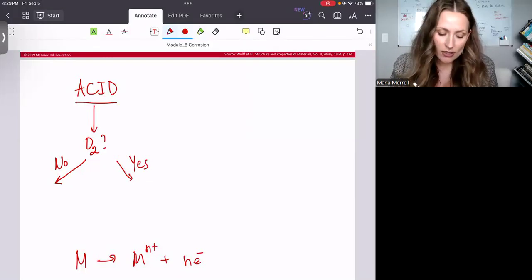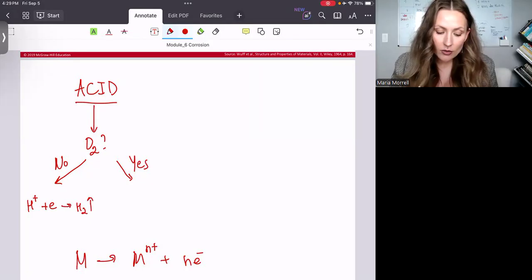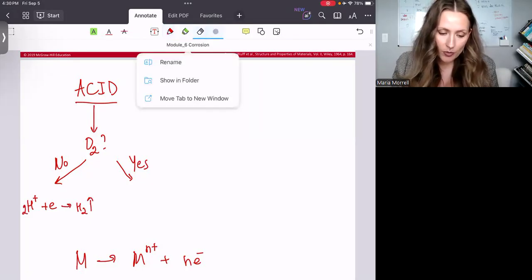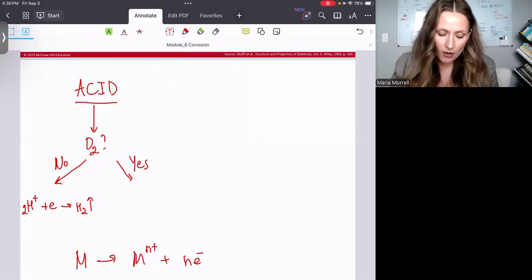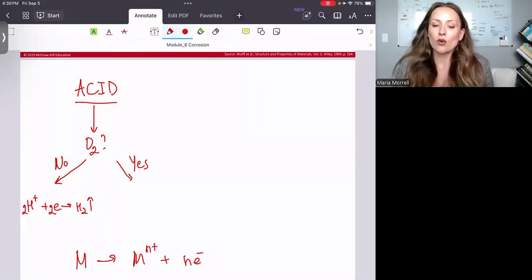So if there is no oxidizer, I just have my hydrogens floating around there, ready to accept my electrons that I delivered from my metal. And then what happens is that I have a generation of gas. Now let's balance it out. I don't like how I did not leave space for balancing things out. So it's going to be like this, right? Okay, so we've seen that before. This is something we're familiar with.